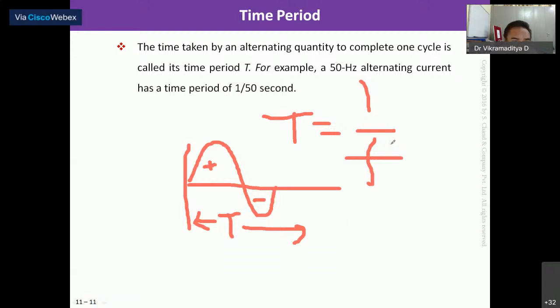So today we have started the AC circuit, and we have come across the concepts of cycle, time period and frequency.